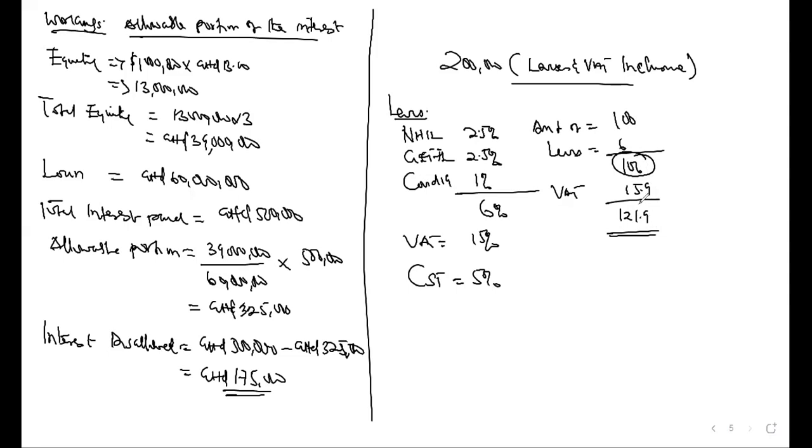Now, if there's a communication service tax, take note. If there's a communication service tax, it means that the levies will not be 6. It will be 5 plus 6, which is 11. So you have your 100 plus 11. This will give you 111. Then you charge the VAT. So the VAT will be what?